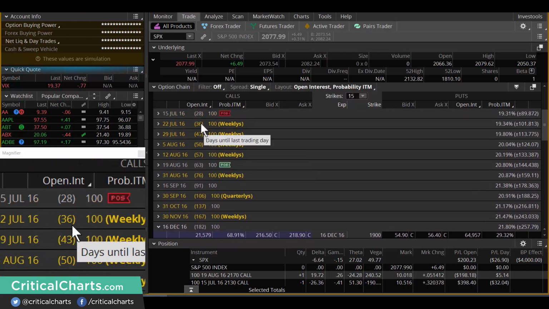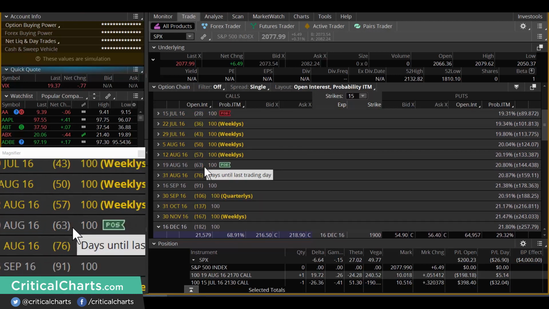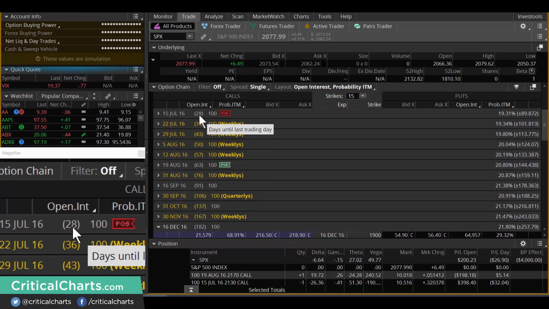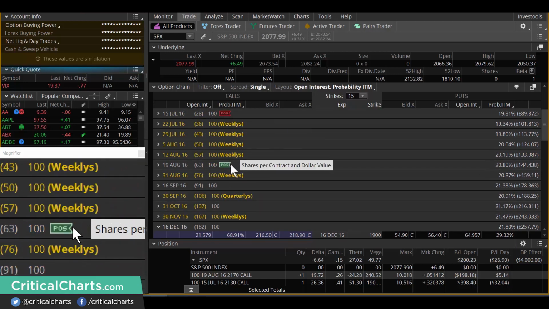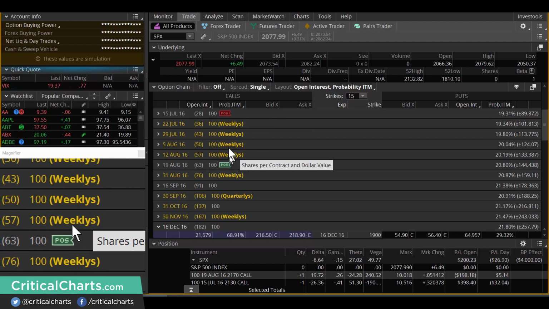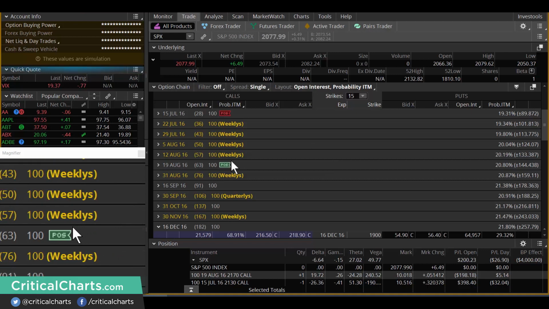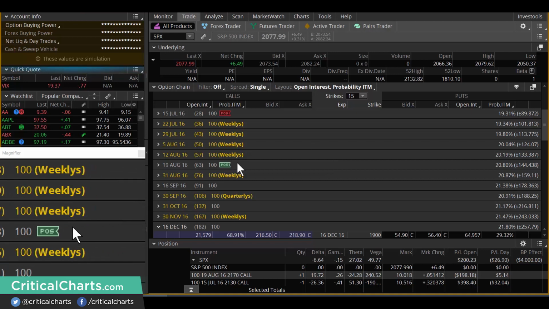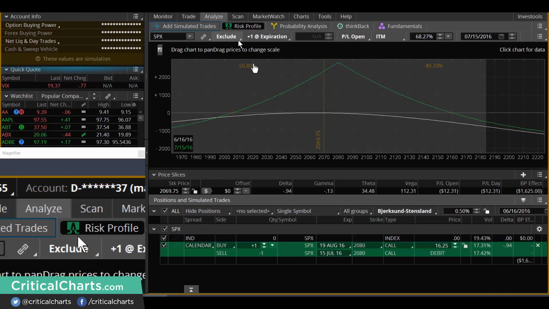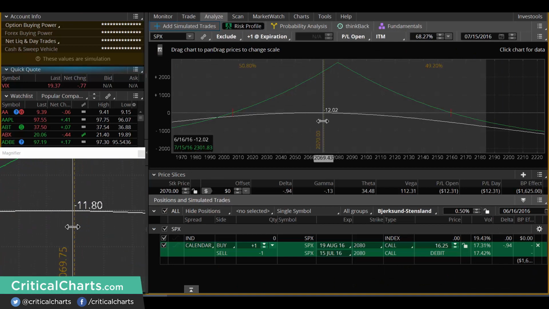But the difference here is I'm spreading the time difference. I'm selling 28 days, but I'm buying 63 days' worth of premium. So because I'm actually buying more time, I'm a net buyer of options. So with this type of trade, you actually have to close it out.